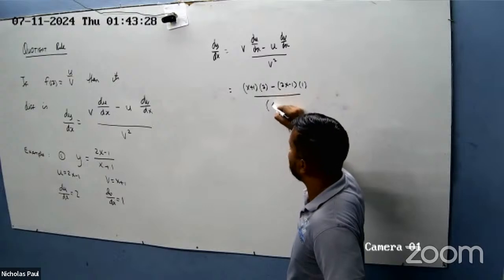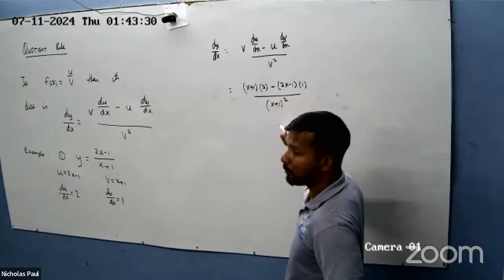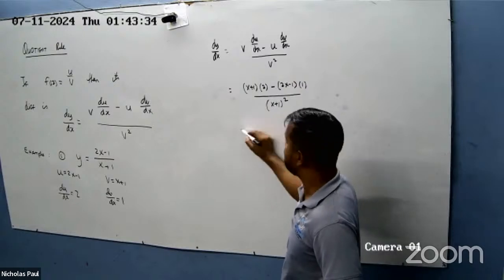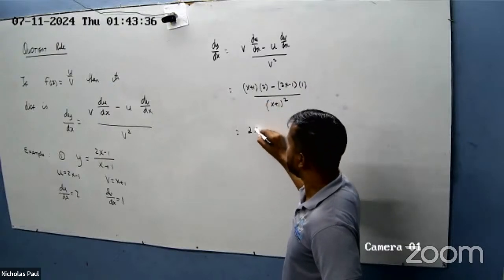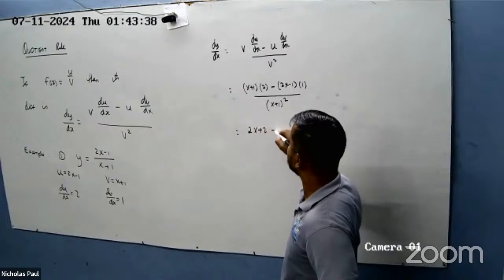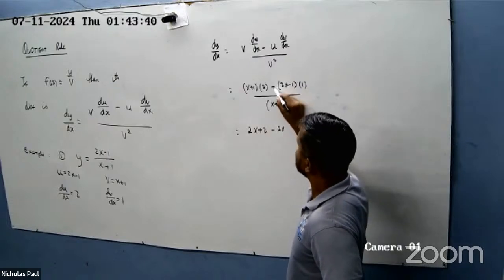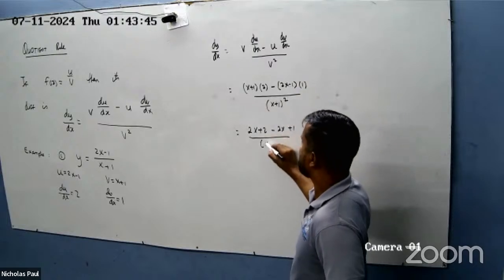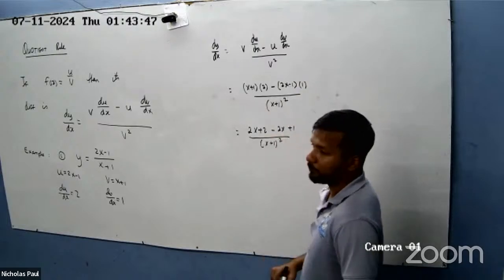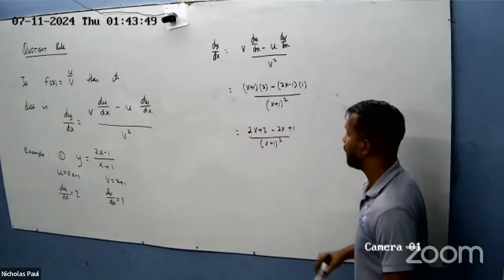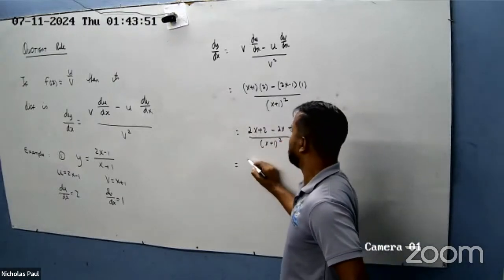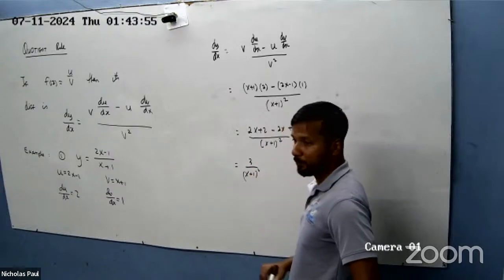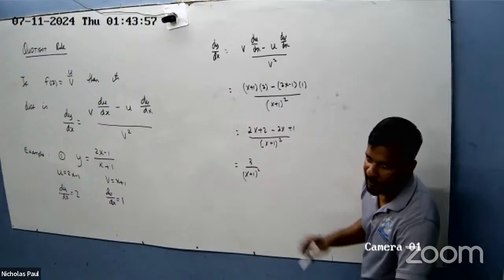Don't square v, leave it just like this. The numerator is 2x plus 2 minus 2x plus 1, all over x plus 1 squared. The 2x will cancel, and you'll get 3 over x plus 1. This one is easier, I know, factorization.